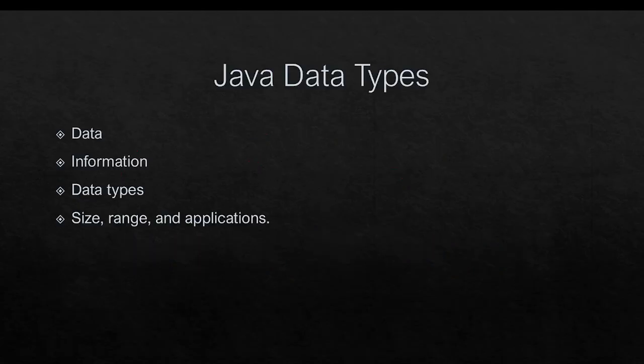When data is meaningful, then it is called information. We have many data types like int, float, char. We will learn in this video.